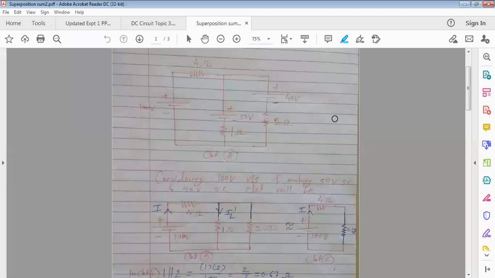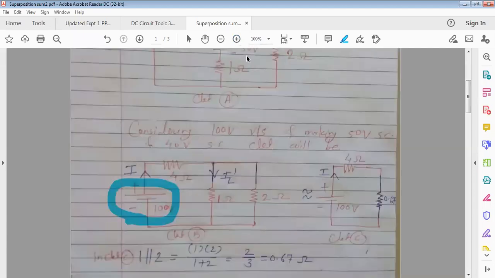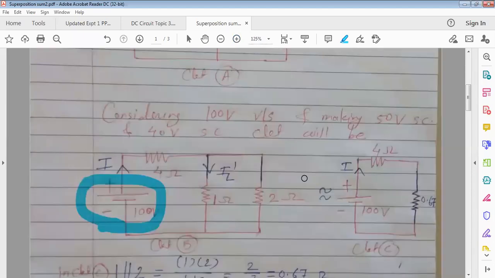Then what is our aim? Those who have not concentrated, please concentrate. Again, I am repeating, very important type of sum. So now only with the 100 volt voltage source, calculate the current flowing through load resistance 1 ohm. That's it.